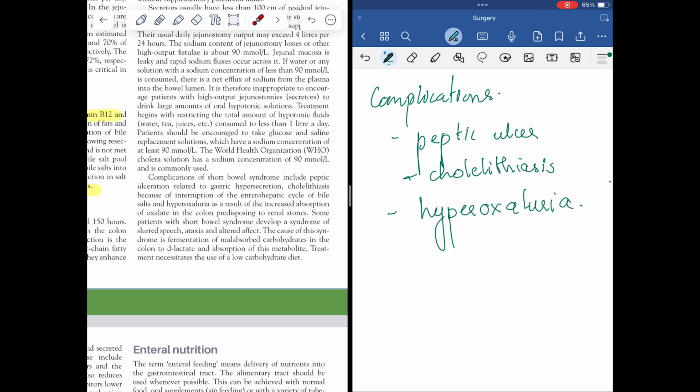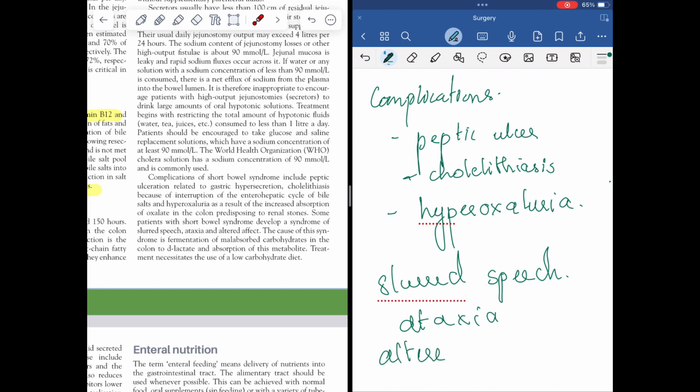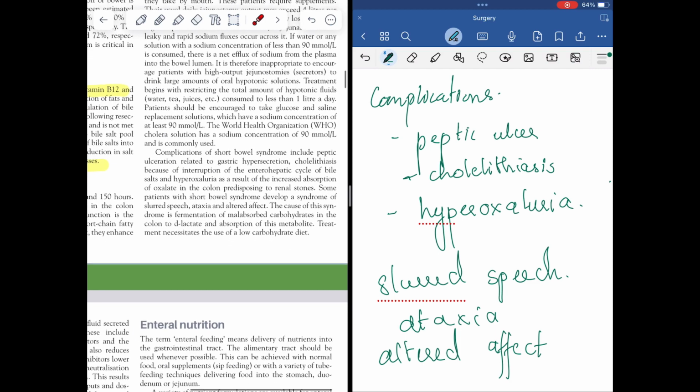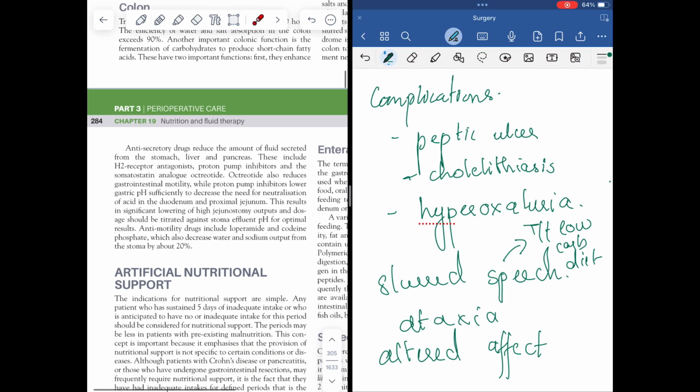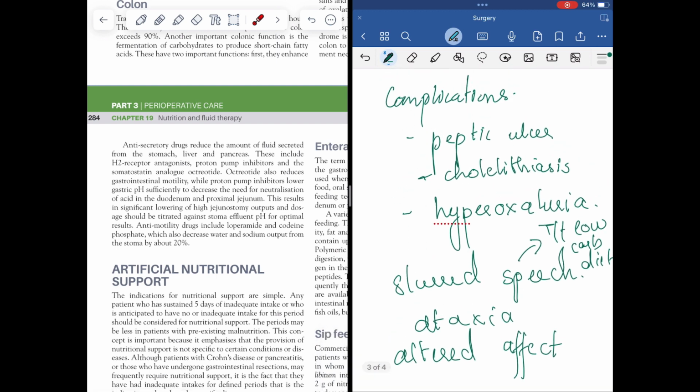In some patients with short bowel syndrome, they can develop a syndrome of slurred speech, ataxia, and altered affect. So why is this? This is because of the fermentation of these carbohydrates which are not absorbed completely. In the colon, one of the functions is to ferment carbohydrates into short chain fatty acids, I told you. So this will happen.